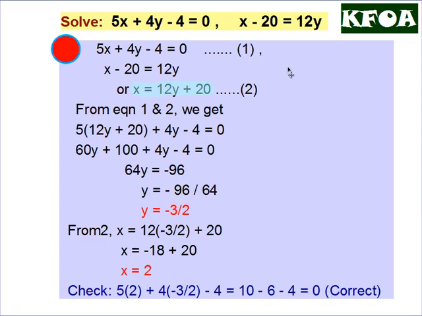Let us do more. 5x plus 4y minus 4 is 0. x minus 20 is 12y. Please first write in simplified form, or you can write x is equal to 12y plus 20. So this is your equation 2, which became easy for x. Whenever you get x and y without coefficient, you should make that subject. Now this x value you can substitute in equation 1. So you get 5 into x value.